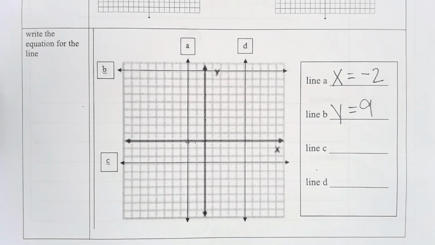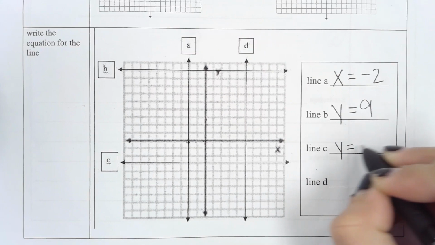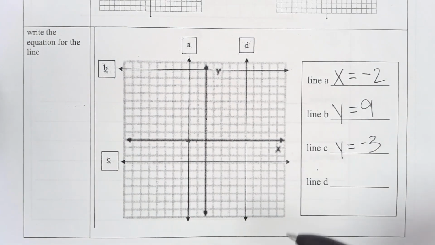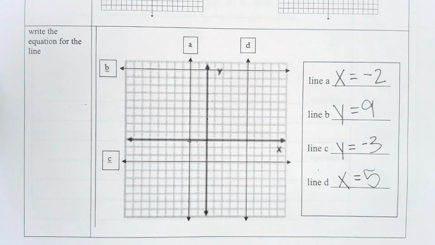So you try C and D, and then pause the video real fast and then play it when you are ready. So line C was a horizontal line, and it crossed at -3 on your y-axis, so your equation should have been y equals -3. And then line D crossed at the x-axis, so that means that it's going to be x equals wherever it crosses, and that was at 5.